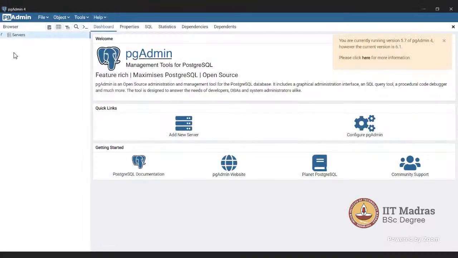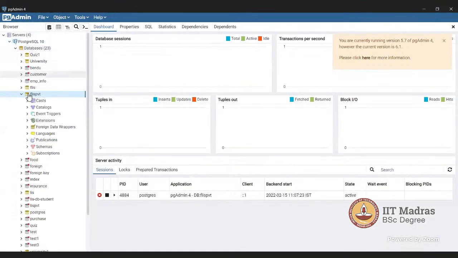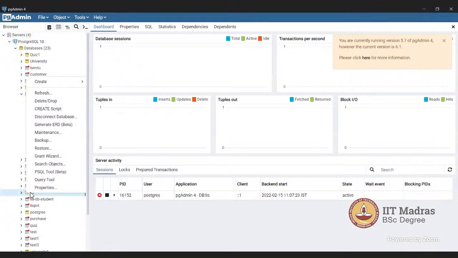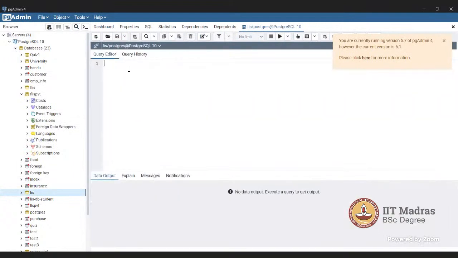Okay, let me present pgAdmin. My screen is visible, right? So what is the question? Find out the details of the member who have not issued any books. Okay, let me see the table first, from book issue.